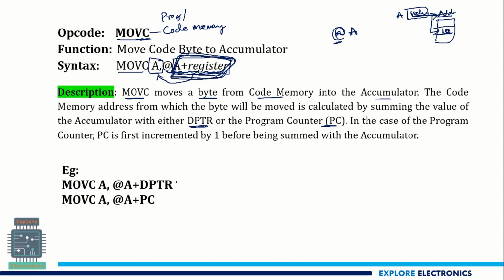By using DPTR, you can see this is the example. By using the program counter, this is the example. Suppose you are going to use the program counter, what happens? In the case of the program counter, it is first incremented by 1 before being summed with the accumulator. Before A plus PC happens, the program counter value will be incremented by 1.